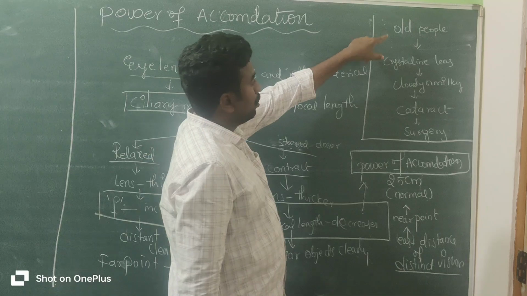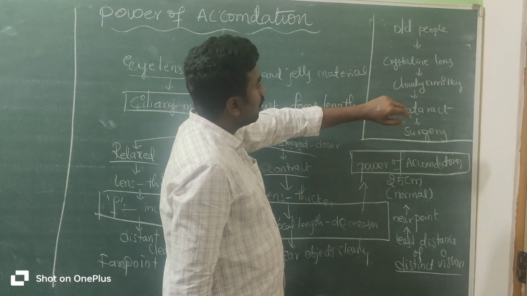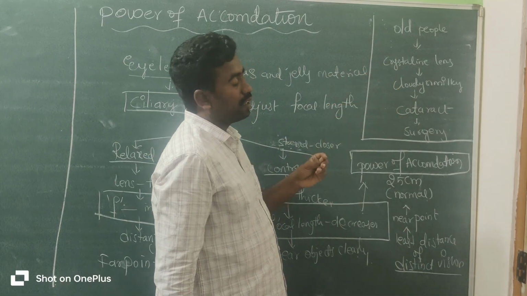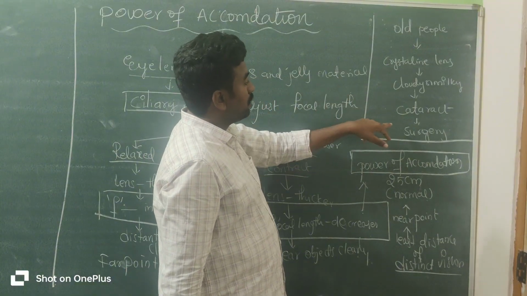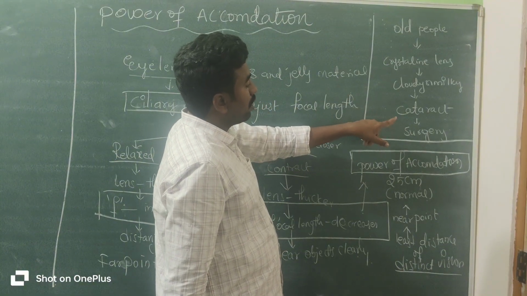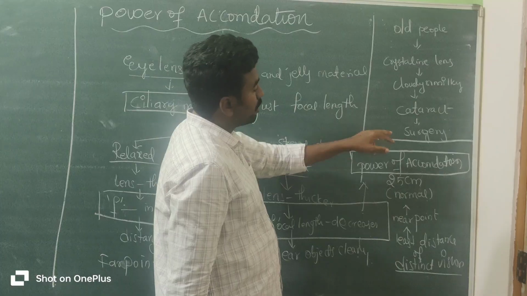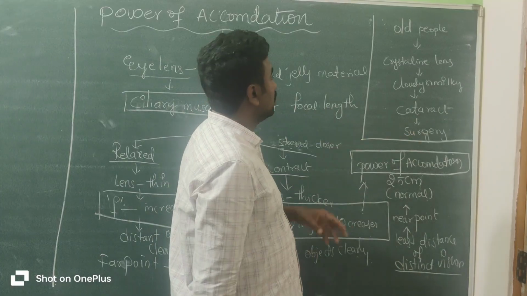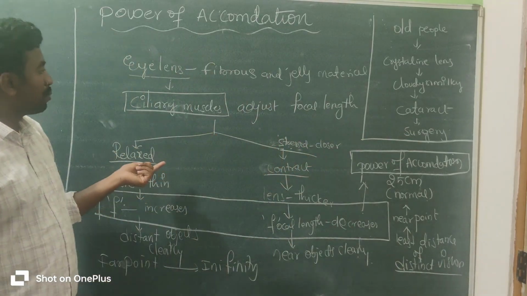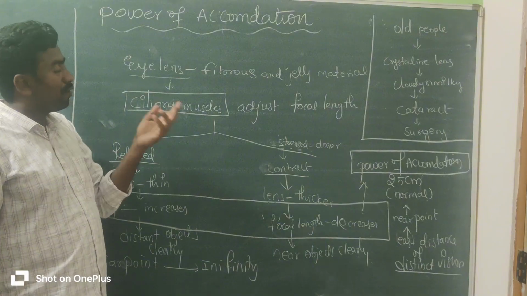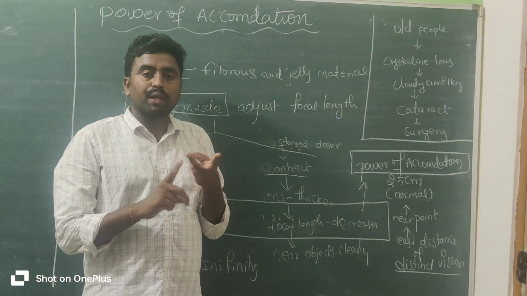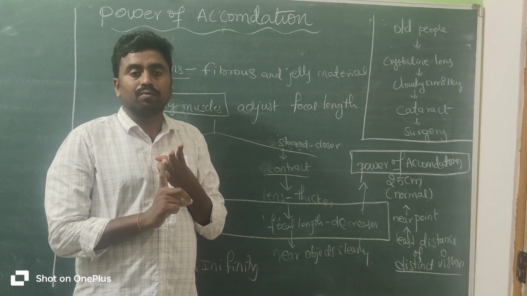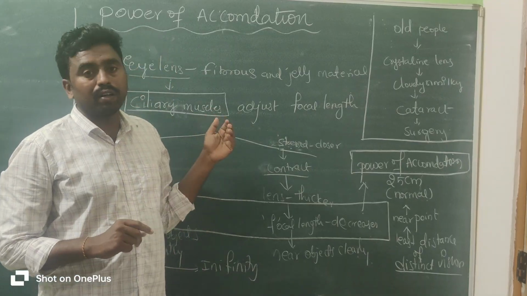Generally, for old people, the crystalline lens becomes cloudy and milky. This is called cataract. These defects are cured only by surgery. If there is a problem in the adjustment of focal length, there are three eye defects: myopia, hypermetropia, and presbyopia. We'll discuss them one by one in the next topic.